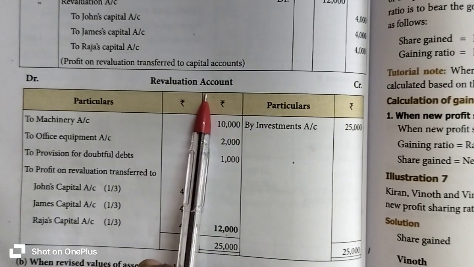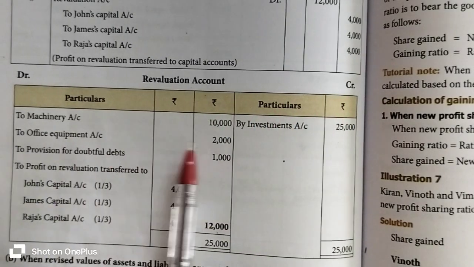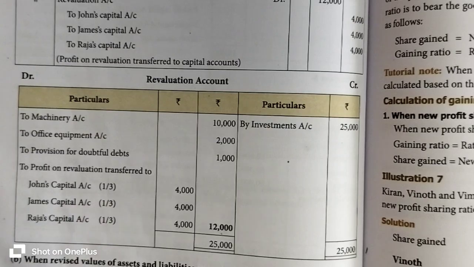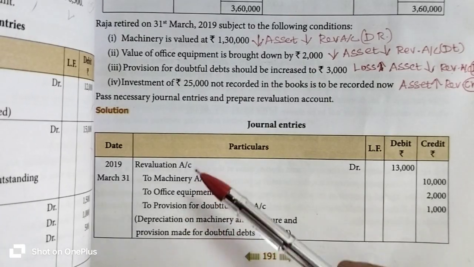Then you know the format of the ledger account, that is debtor side and creditor side, and the particulars and rupees on both sides we entered. Okay, listen. Let's take the journal entry.